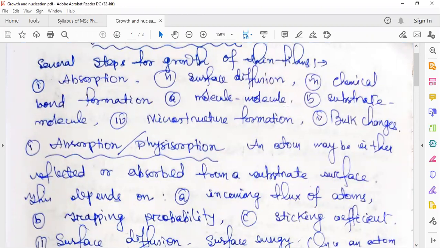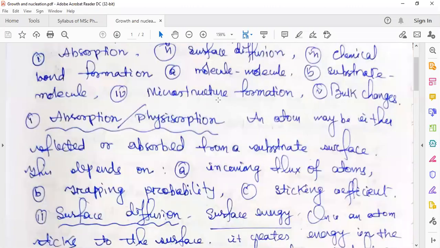So one is molecular bond formation, because there must be a chemical bond so that the atoms and molecules are stable on the substrate. And the other one is substrate molecule bond formation. Only when these molecules or atoms are stable on the substrate can thin films be stable on a substrate. So this step is also important.